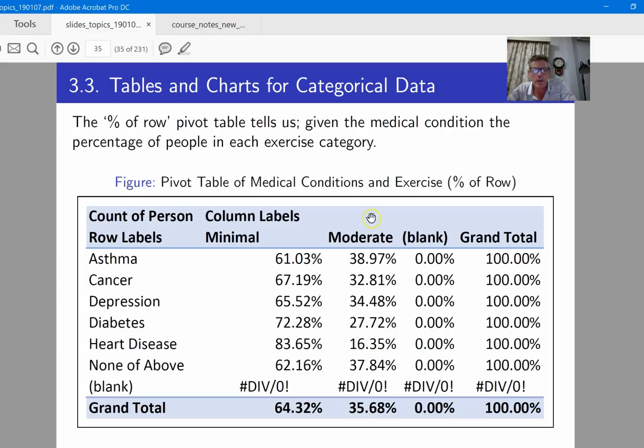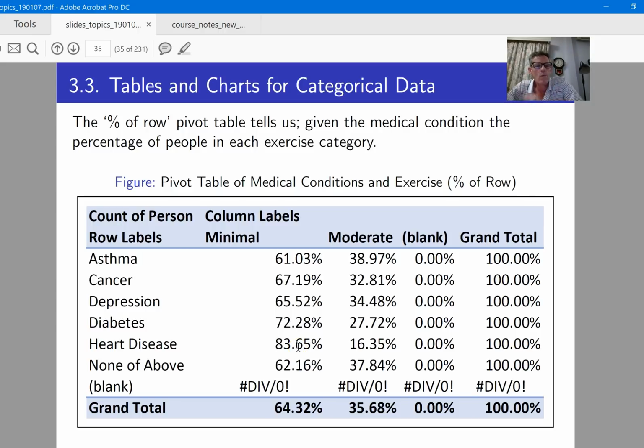And once again, these annoying blanks just make this look like a rather ugly table, so we'd want to get rid of those before we presented this in any meaningful way, but we can still learn something from the other columns. Let's look at the people who have heart disease, for example. So of the people who have heart disease, 83% of them, nearly 84% of them, don't engage in much exercise. 16% have moderate exercise.